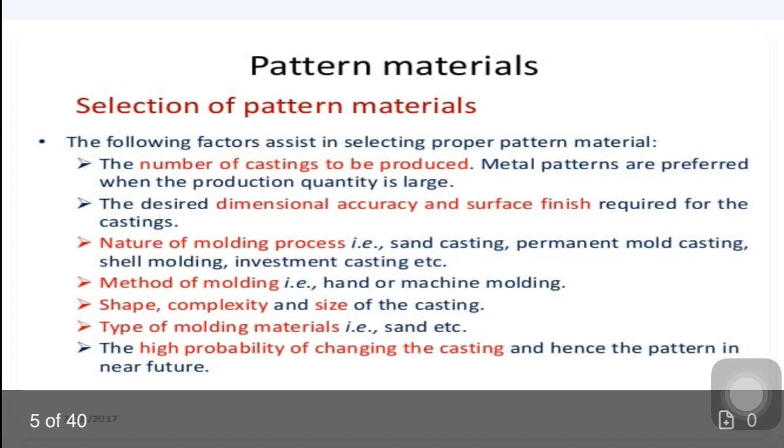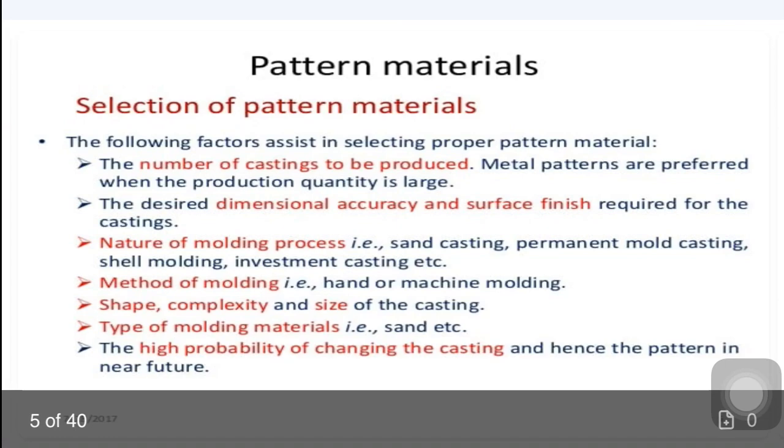The method of molding: it will be the hand molding machines and the machine molding machines. Now, shape, complexities and size of the casting. These are another three important factors whenever you are selecting the material for the patterns, which is the shape.